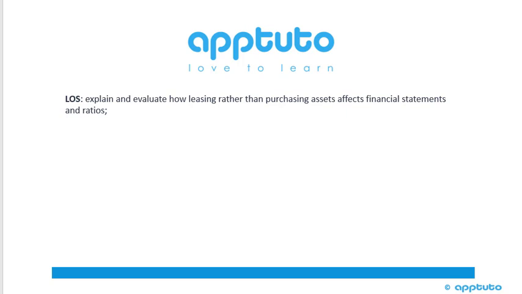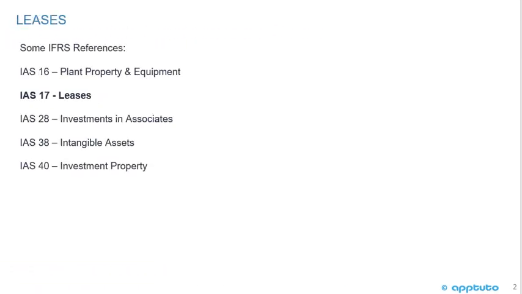This LOS is explain and evaluate how leasing, rather than purchasing assets, affects financial statements and ratios. Okay, we've seen this slide before, but before we jump into this LOS on leases, I just wanted to point out again some IFRS references.